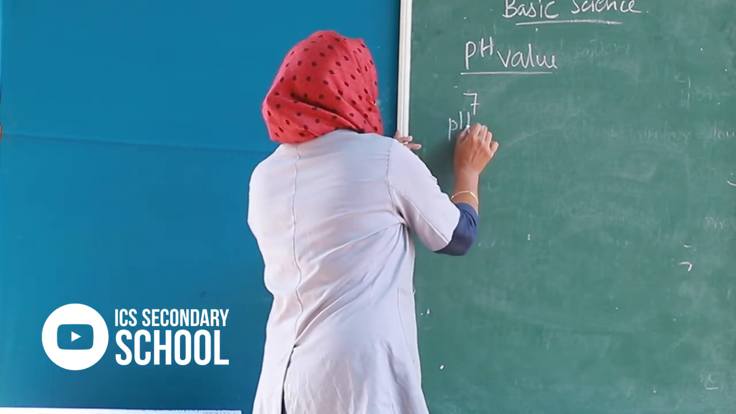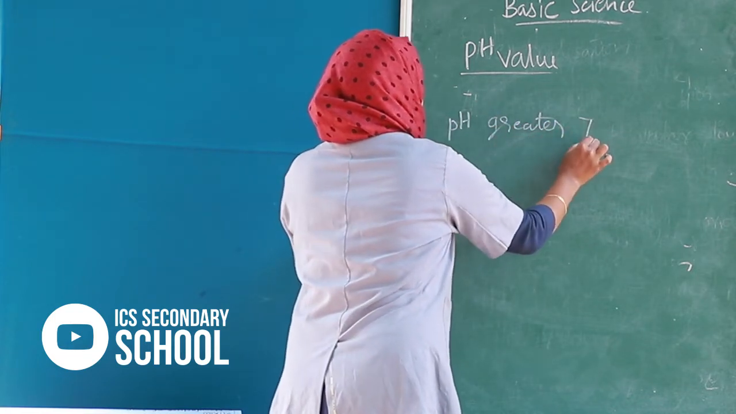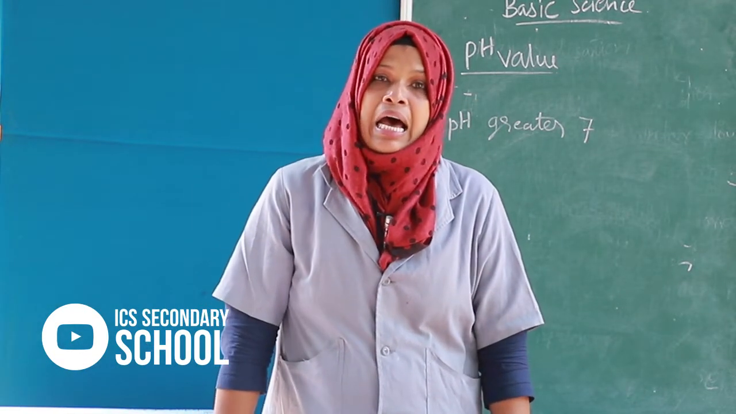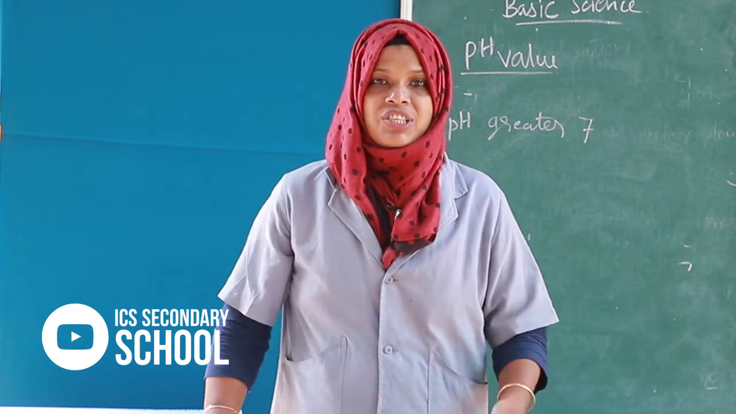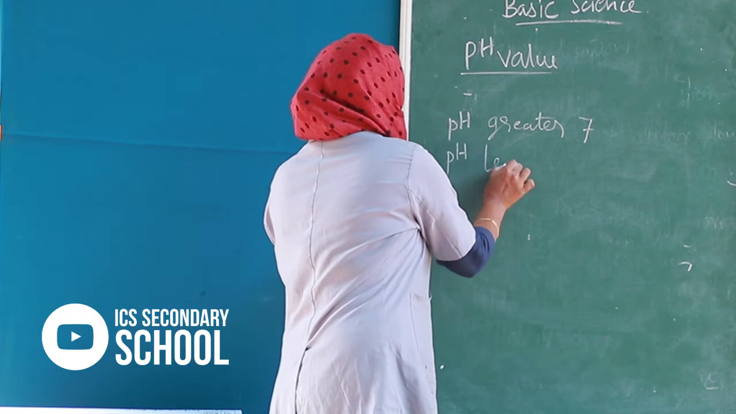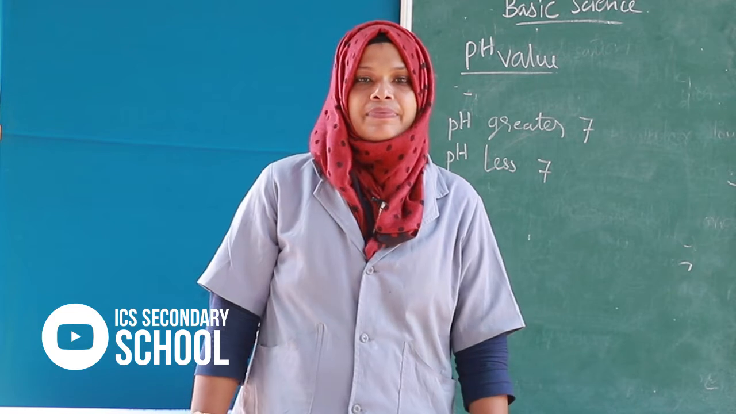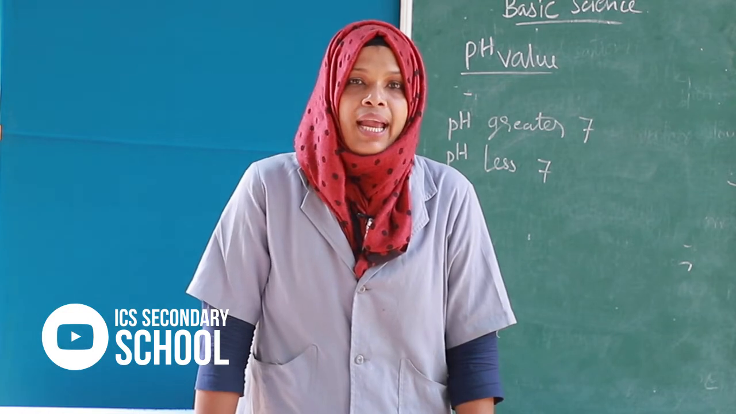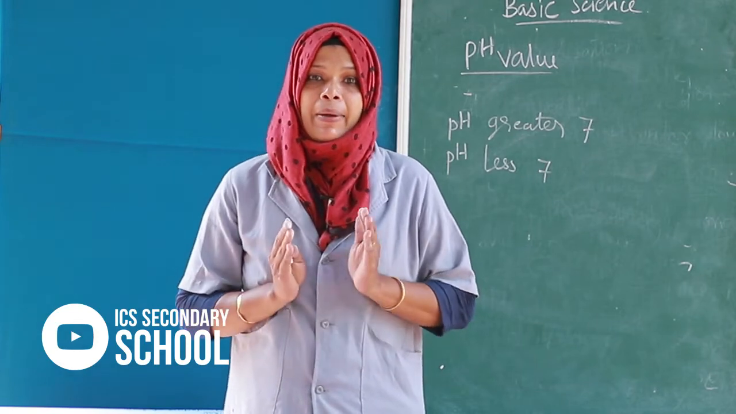A pH value greater than 7 means the compounds are alkaline, that is, they have an alkaline nature. A pH value less than 7 means the compounds are acidic, that is, they have an acidic nature. And we can find out the pH value by using the pH paper chart.